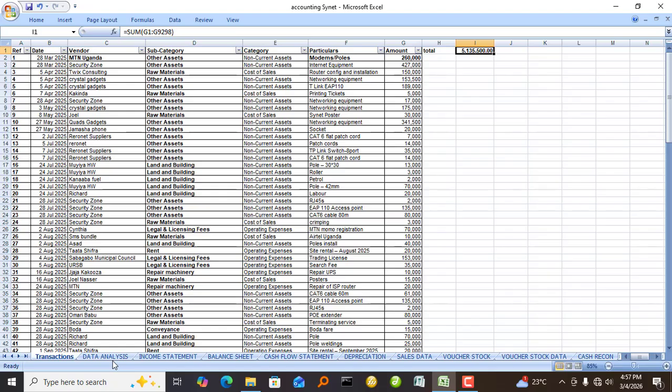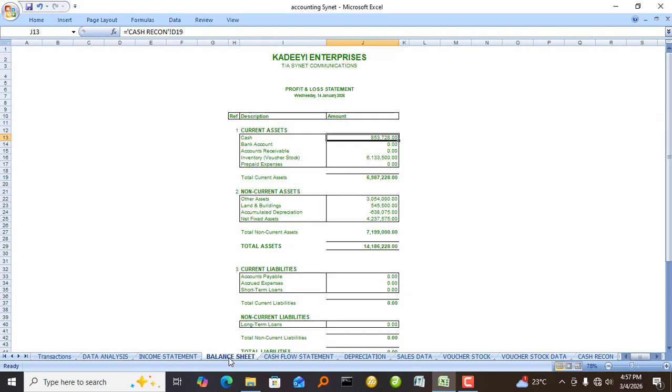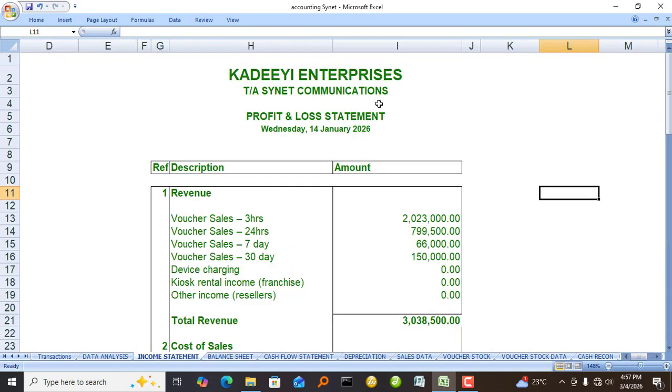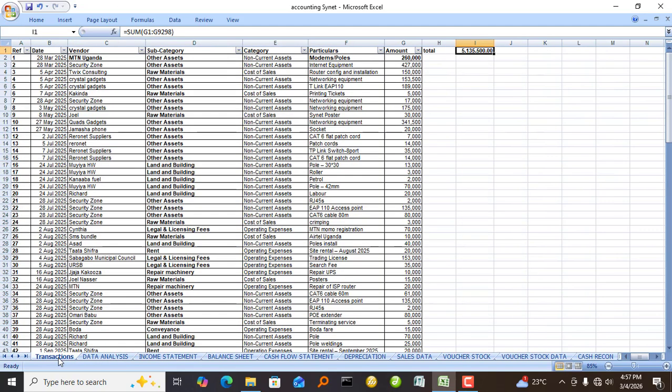Now, for the purposes of this presentation, I'm going to look at an account reconciliation as at this date, 14th January 2026. Accounting is a very important aspect of any business, even for Hotspot, however small or big the business is. It is the one that is going to tell you if you're making money. It will tell you if you're breaking even.